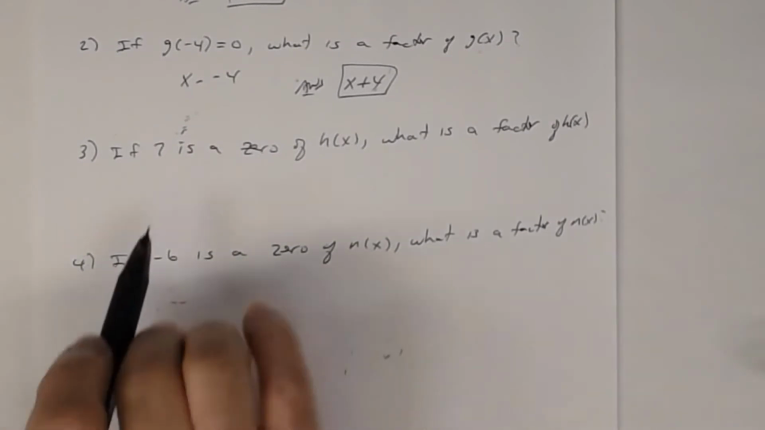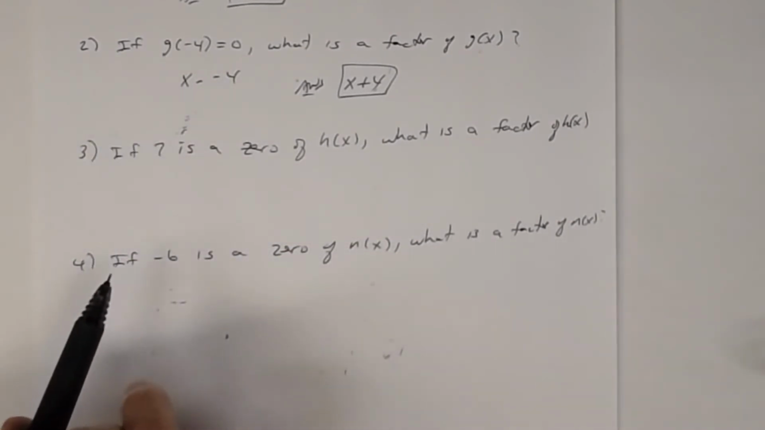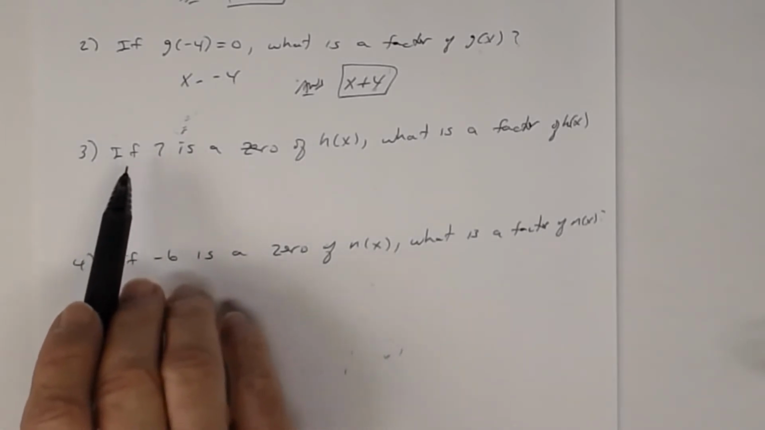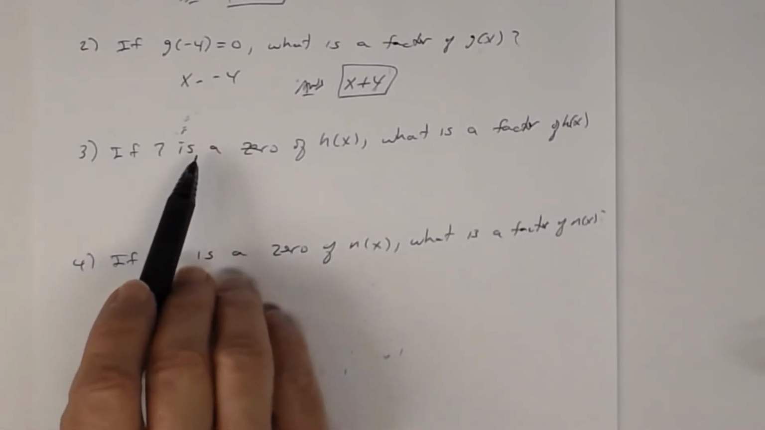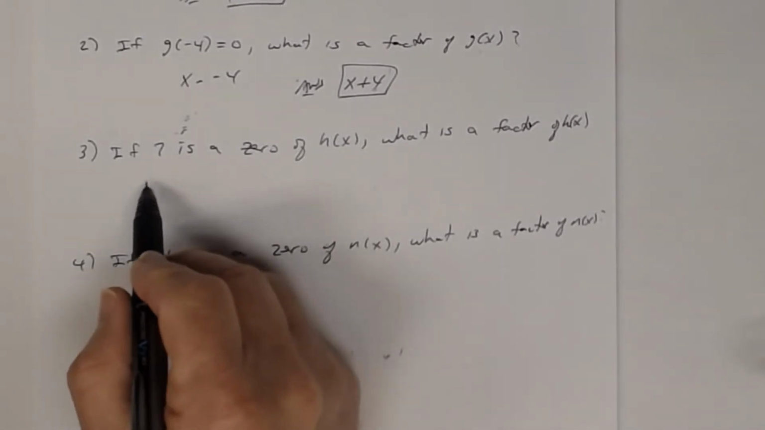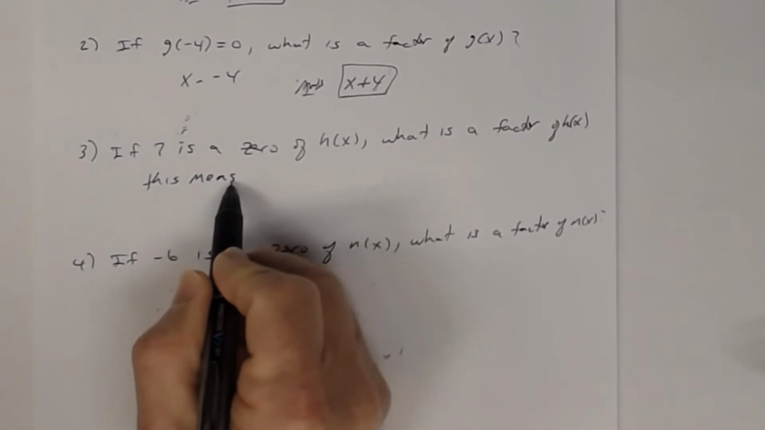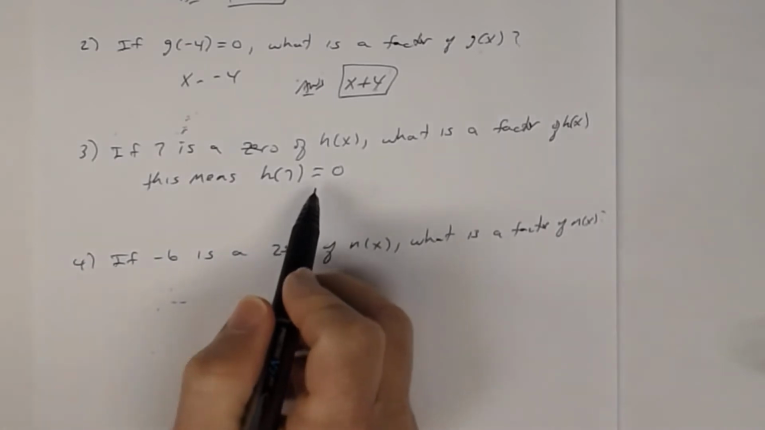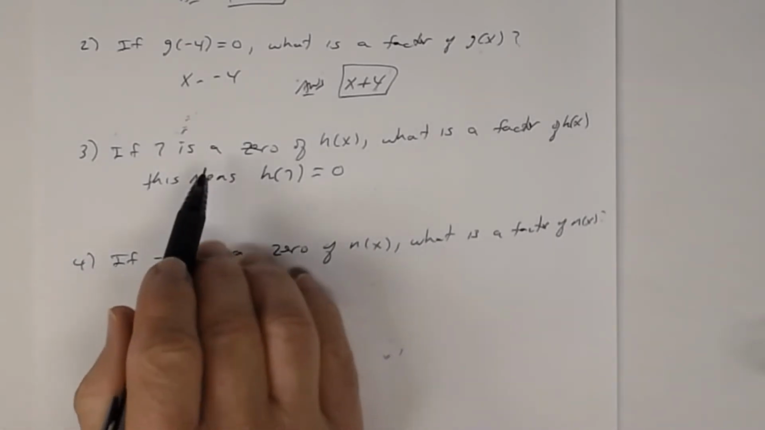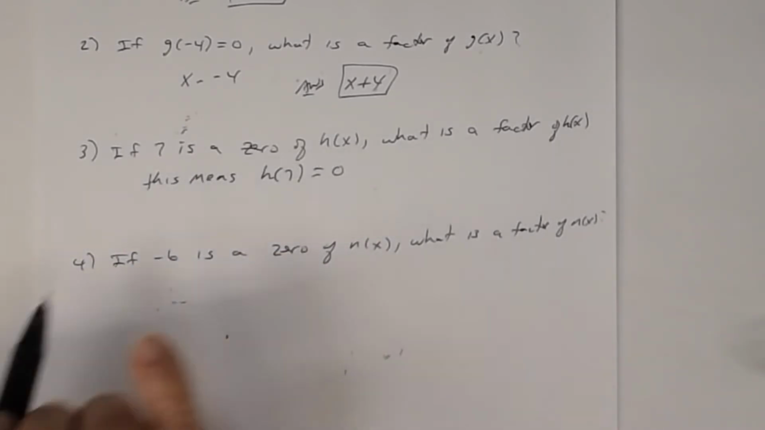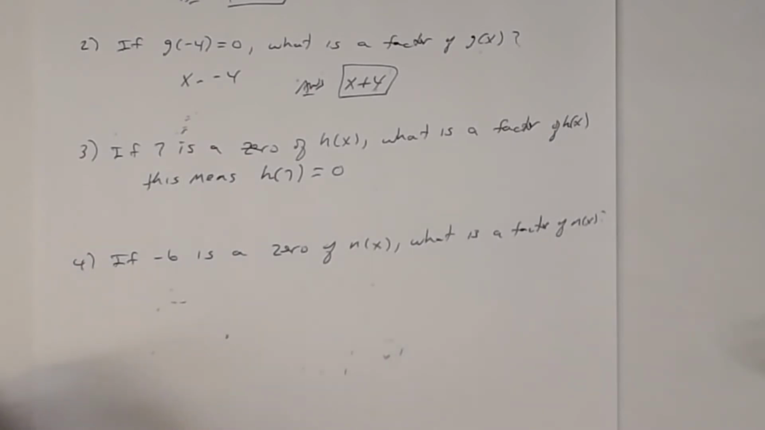Okay, now look at number 3. So number 3 is written differently than numbers 1 and 2. So number 3 and 4 are written differently than 1 and 2. Now, when you read number 3, it says this: if 7 is a 0 of h of x. Now, what that means is this. This means that h of 7 has to equal 0. That's what that means. So when x is 7, then y is 0. So 7 is a 0 of h of x means that when x is 7, my y value is 0. Okay? That's what that means. The y value is 0.